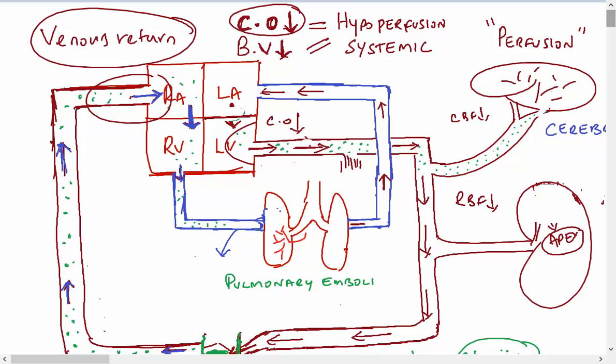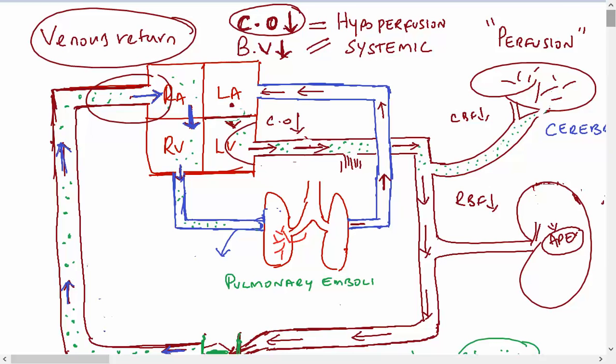Okay. So in any type of shock, these three things happen: hypotension, hypoperfusion, and hypoxia. Okay. So anything which makes the cardiac output come down comes under cardiogenic shock. Example, myocardial infarction, myocarditis. Understand?